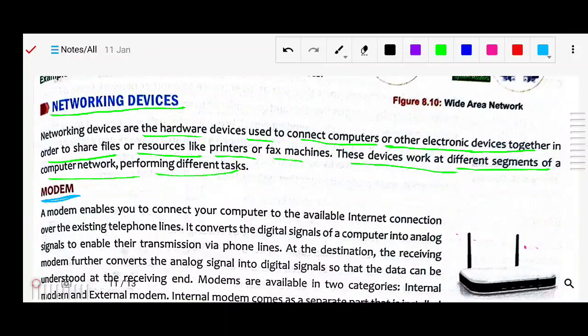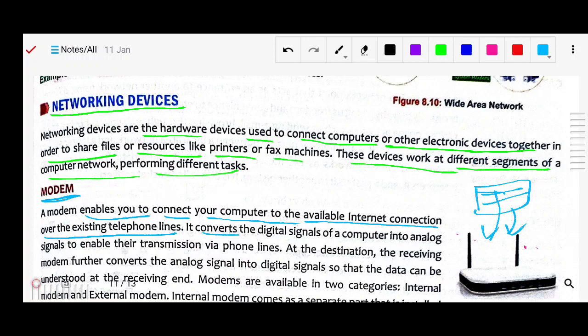Modem stands for modulator and demodulator. A modem enables you to connect your computer with the available internet connection over the existing network in the telephone line. The modem is the first part that connects with the internet. Suppose here is the internet connection; it will first be accessed by the modem, and with the help of the modem we can access it on our computer or use it on the mobile.